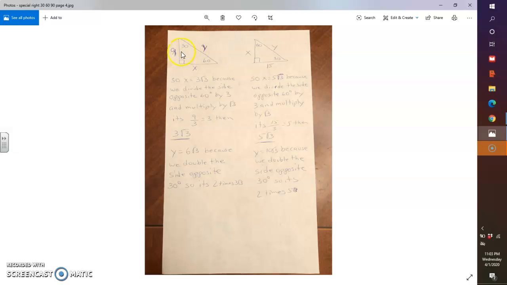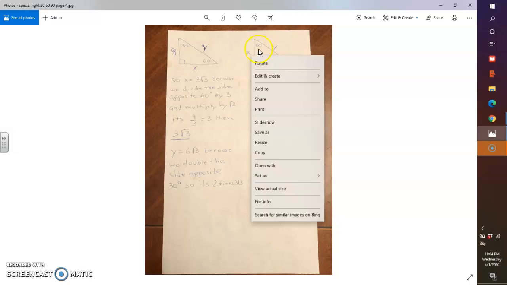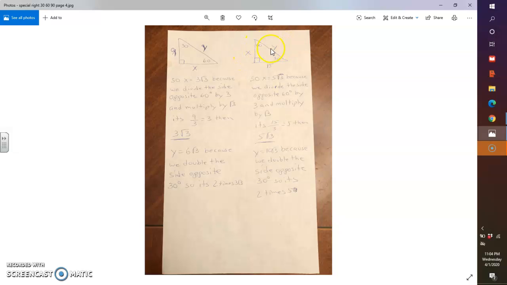We have 2 more examples. We're given the 9 opposite 60 in this case here, as well as in this case here. And once again, I divide by 3, I multiply by root 3 to get my x. 9 divided by 3 is 3, 3 times root 3 is 3 root 3, and I double that to get my hypotenuse of 6 root 3. Same deal here, we divide by 3, and multiply by root 3, so my x is 5 root 3, and then when I double it, I get 10 root 3 right here.